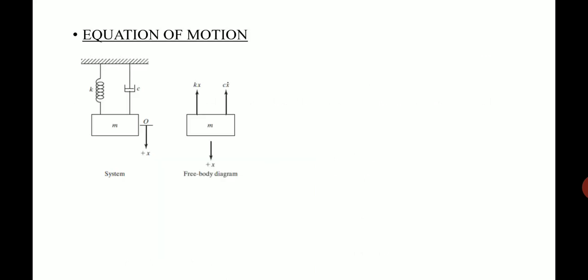Next, you need to find out the equation of motion for a system where you have a spring, a mass and a damper.